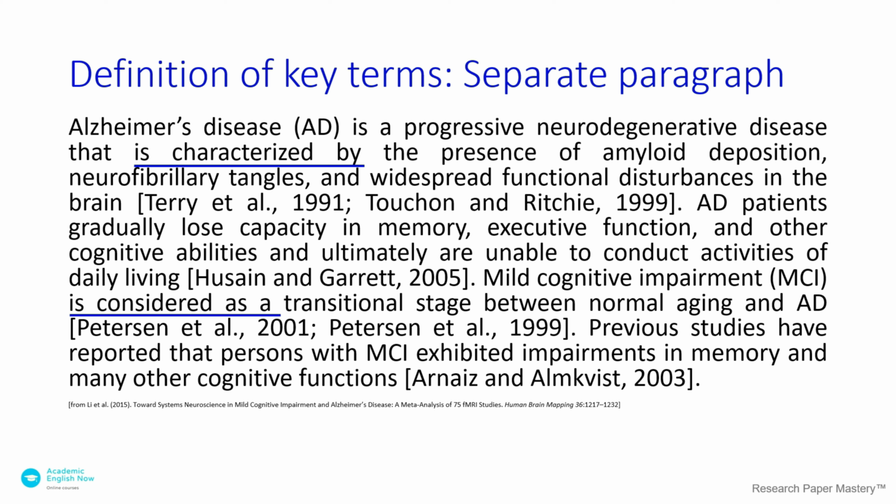And again, notice how it goes from general to specific, because really this paper is not going to be about Alzheimer's disease overall. It's going to be about mild cognitive impairment. But we need to start with Alzheimer's disease and then go more specific. So again, it's general to specific.